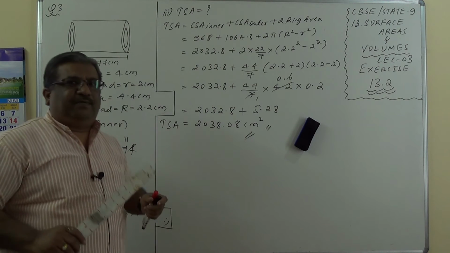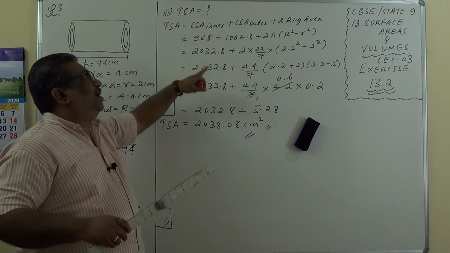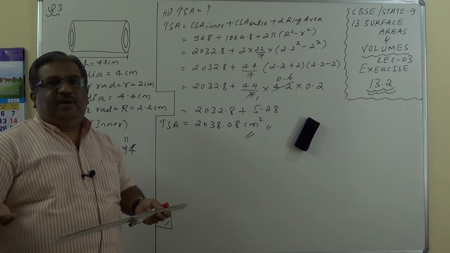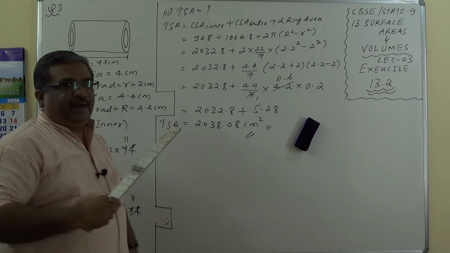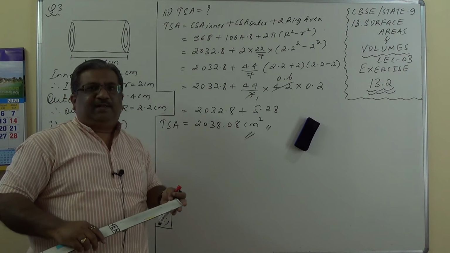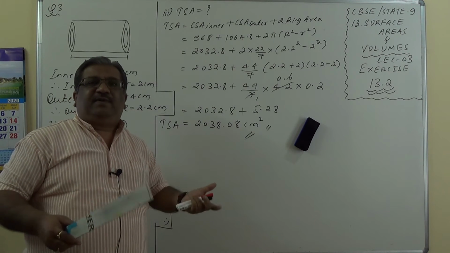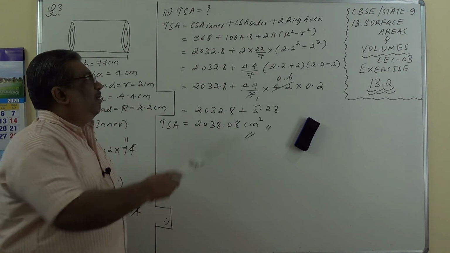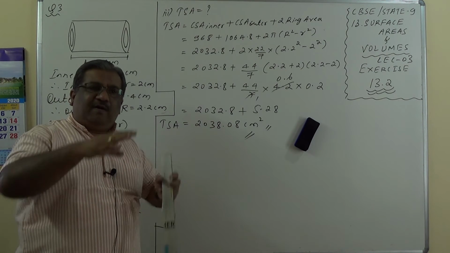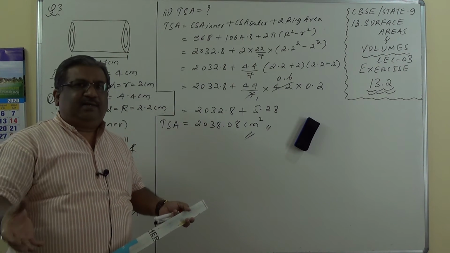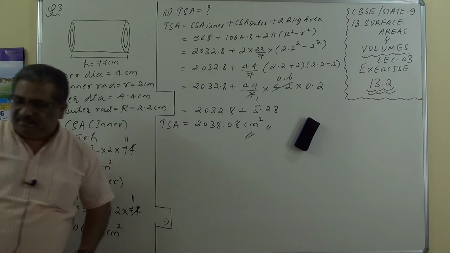See, for your information, it is not advisable to remember the simplified formula of the TSA. Never it will be helpful. How to remember that formula? Like this: CSA inner plus CSA outer plus 2 times ring area. That way only you will be able to solve these numericals very easily. Otherwise, some students will learn that one by heart, and it is difficult to remember itself first of all. Whereas all these things, CSA inner, CSA outer, ring area, these are the basic elements of a particular cylinder, that is a right circular hollow cylinder, which you will be able to remember. Okay, so make a note of this sum.